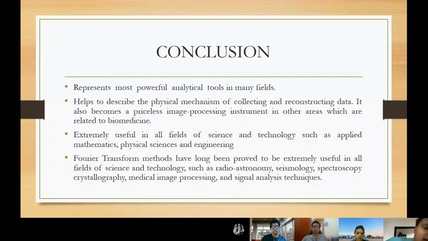So that's all from our group. We have shown what we have discussed on the application of Fourier transform in electrical engineering and the application of Fourier transform in the medical field, which is MRI. That's all from us.